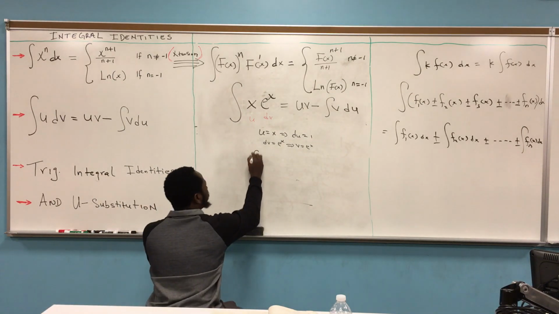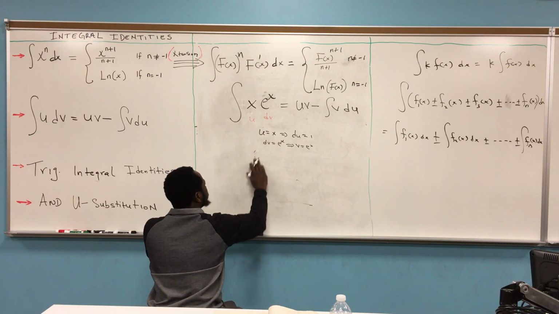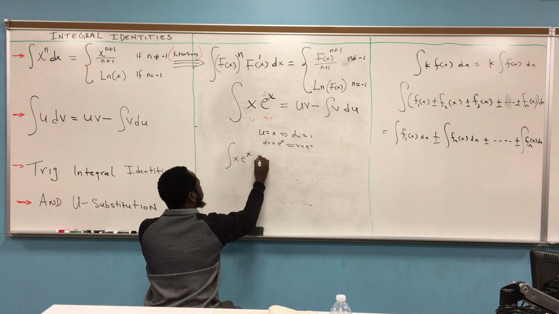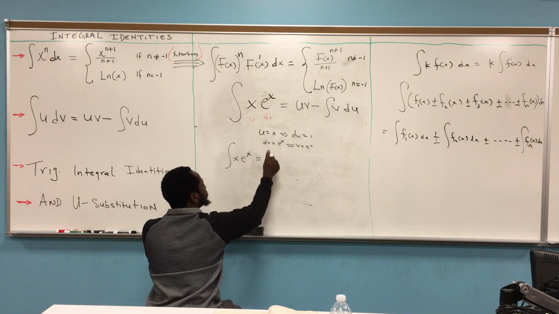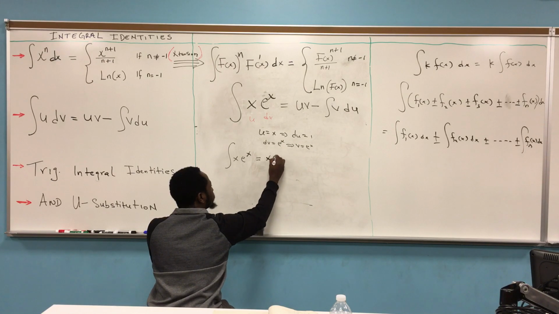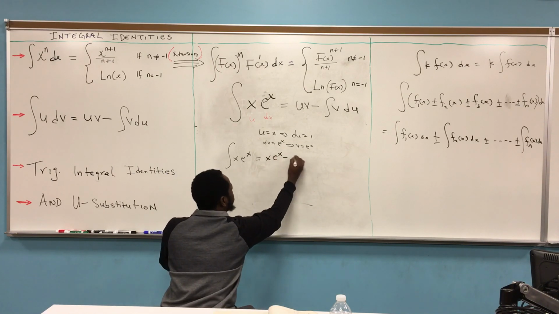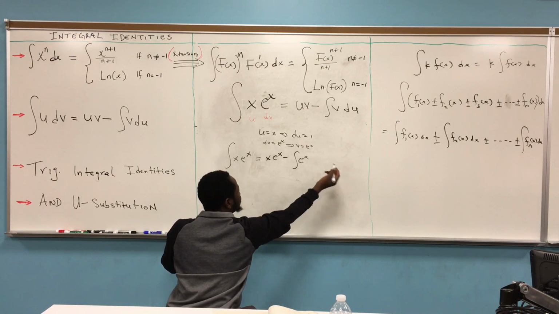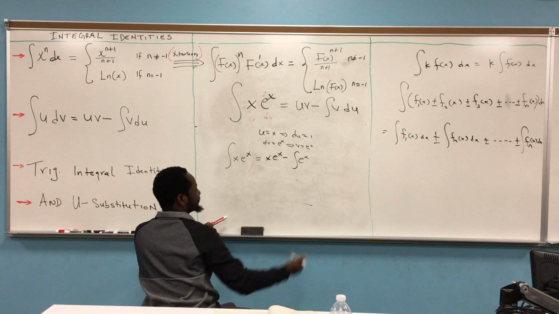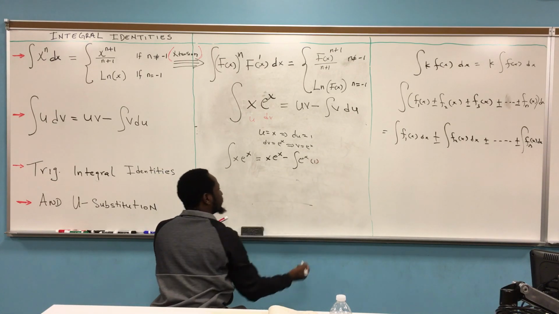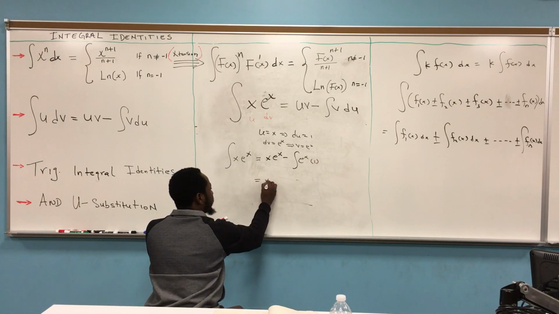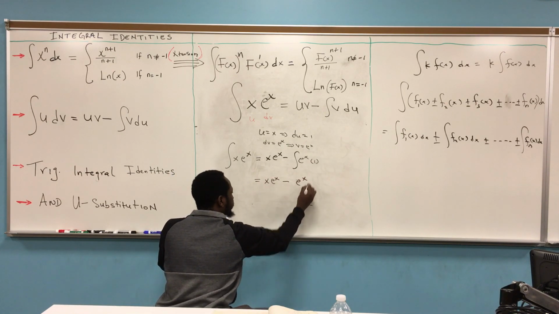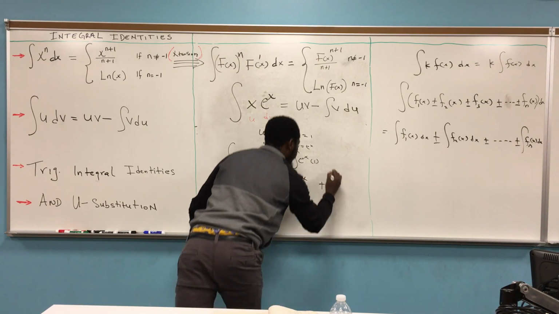So now we're going to have this integral, x e^x, will give me u, which is x, times v, which is e^x, minus the integral of v, e^x, times du, which is 1. So times 1. So this will give me x e^x minus the integral of e^x, which is itself, e^x. Of course, plus c.